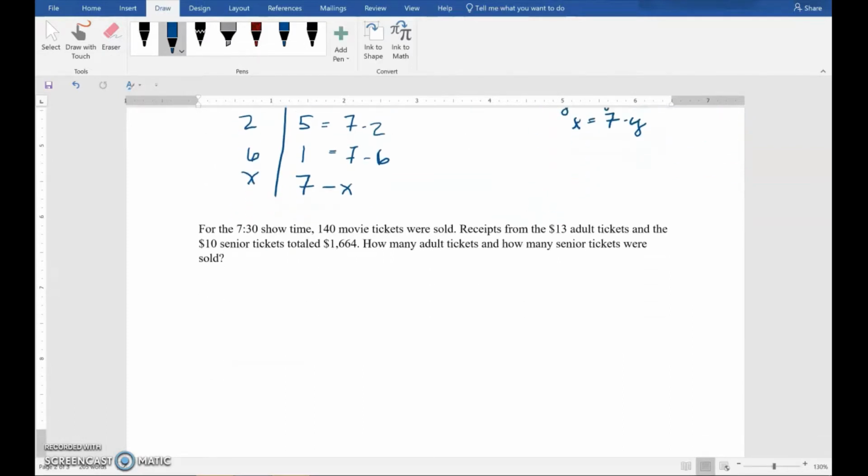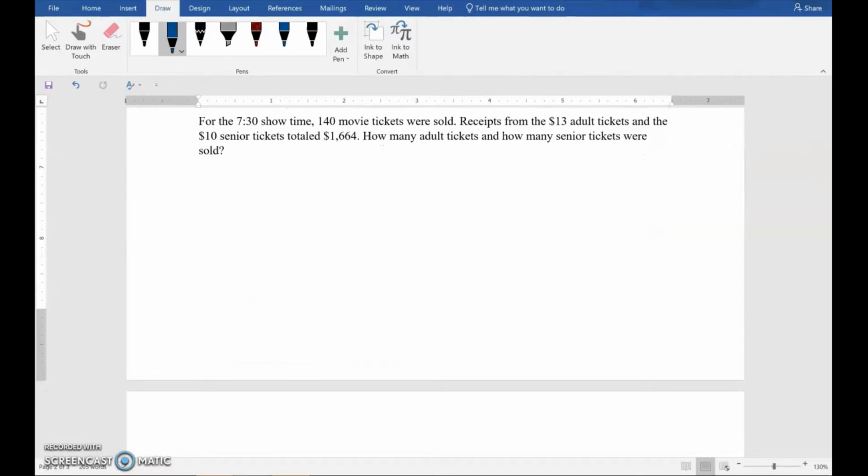So let's do an example of this. For the 7:30 showtime, 140 movie tickets were sold. Receipts from the $13 adult tickets and the $10 senior tickets totaled $1,664. How many adult tickets and how many senior tickets were sold? So, okay, we read the problem completely. The next step I encourage you to do is say what we're trying to find. We're trying to find adult tickets, which I'm going to call A, and senior tickets, which I'm going to call S, hopefully.